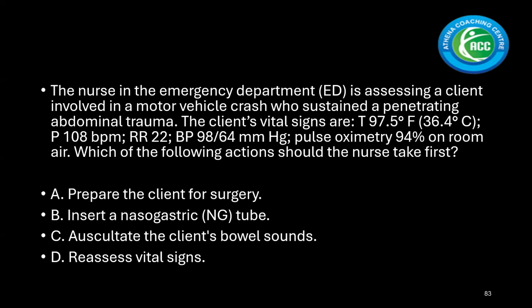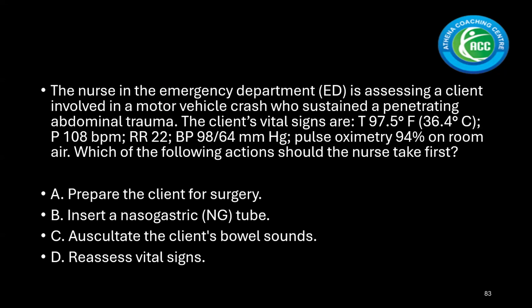Here, the nurse in the emergency department is assessing a client involved in a motor vehicle crash who sustained a penetrating abdominal trauma. The client's vital signs are temperature 97.5, pulse 108, respiratory rate 22, and BP is 98/86, and the pulse oximetry is 94 on room air. Which of the following actions should the nurse take first?